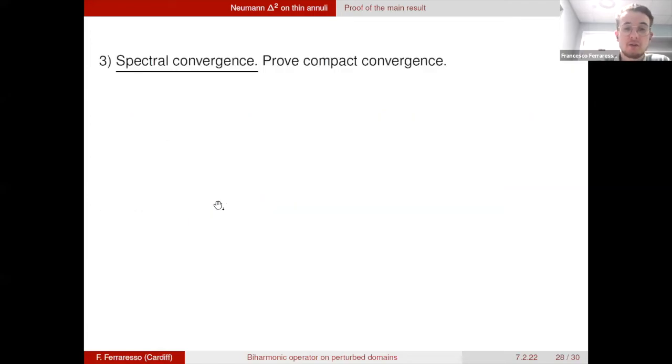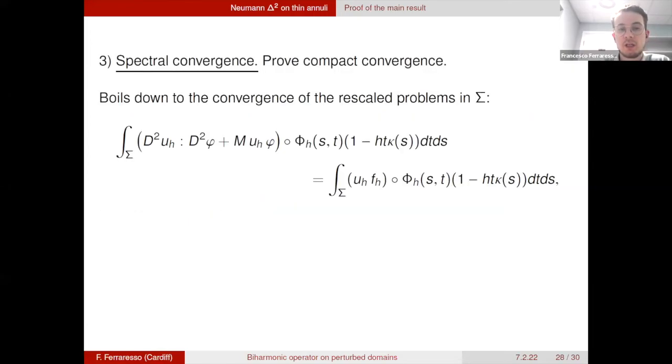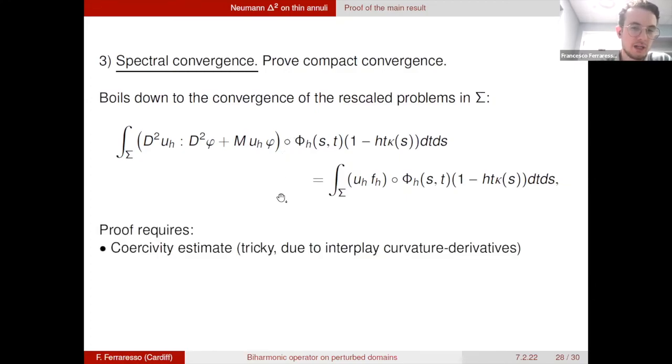And finally, you prove compact convergence by basically proving the convergence of some rescaled problems in sigma. And okay, so this looks a bit complicated, and indeed, I have to say it's quite technical. Let me just mention that the 3 ingredients you need here is first a coercivity estimate that you need in order to pass to the limit.